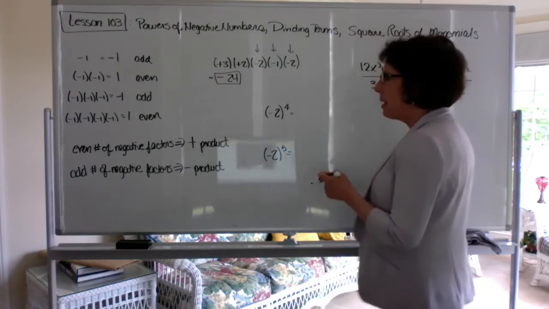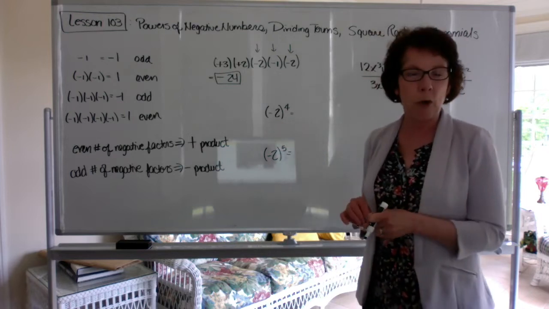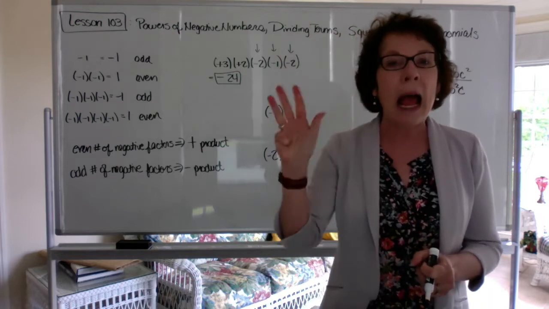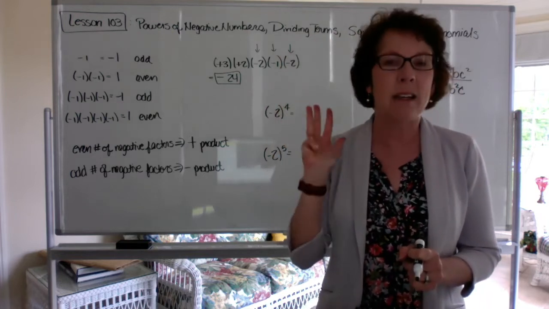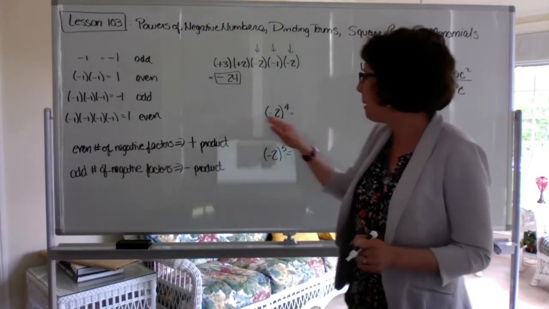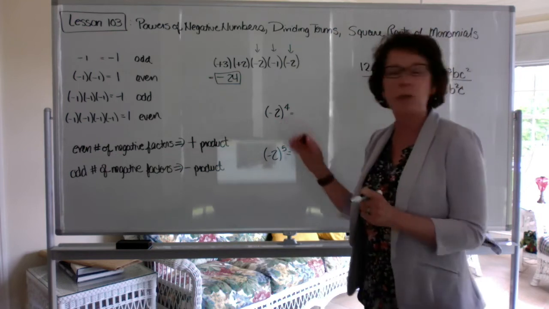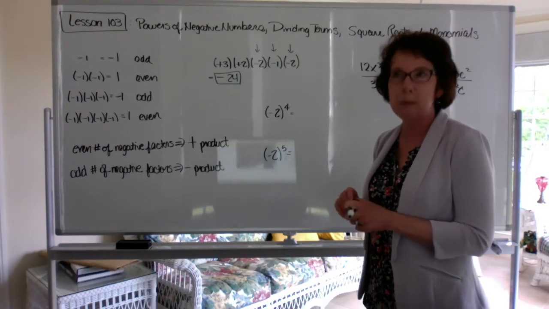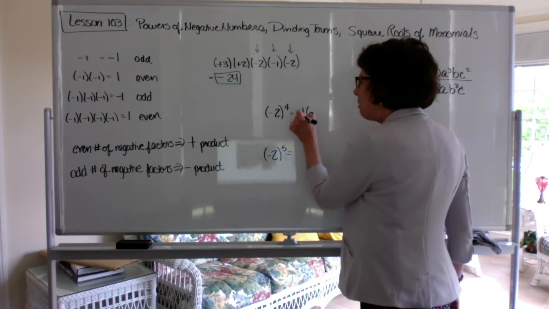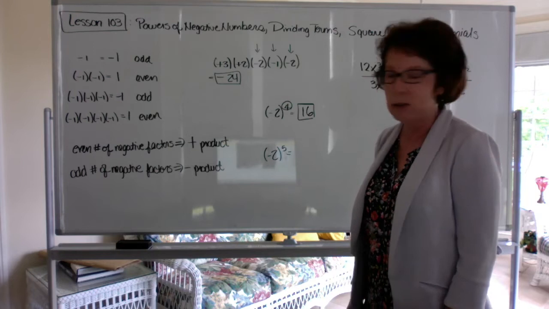Now, let's look at something else. What if I raise a negative number to a power? Well, that's -2 to the 4th power, which is -2 times -2 times -2 times -2. I have an even number of negative factors. So what is my final product going to be? It's going to be positive. And so I simply know that my answer is positive, so now all I have to worry about is what is 2 times 2 times 2 times 2? Well, I will tell you the answer is 16, and it is going to be a positive 16 because I have an even number of negative factors.